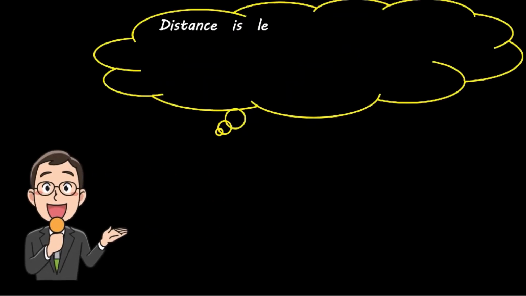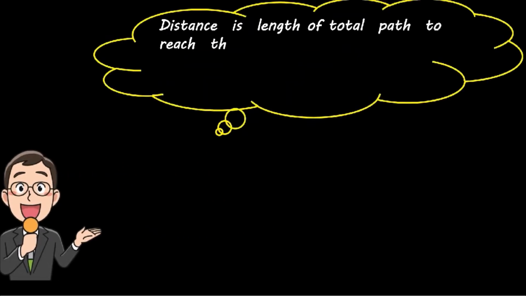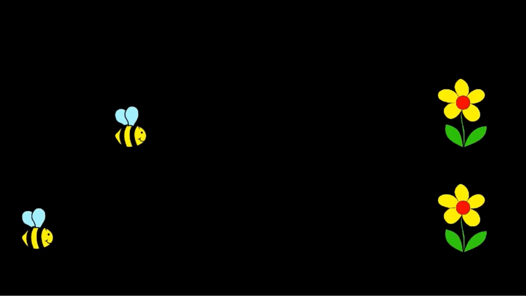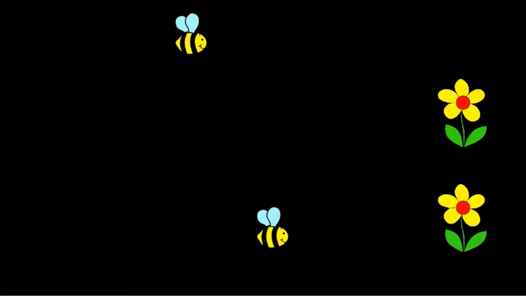Distance is the length of the total path used to reach the endpoint. Displacement is the length of the minimum possible distance between the initial and final point. For example, let a bee take 2 paths to reach a flower.